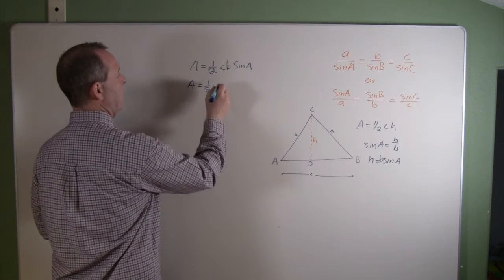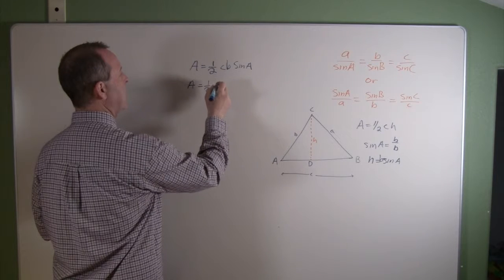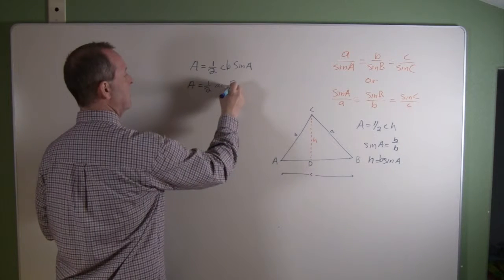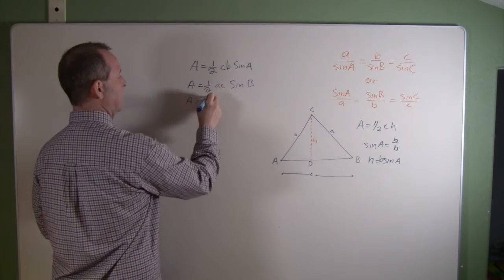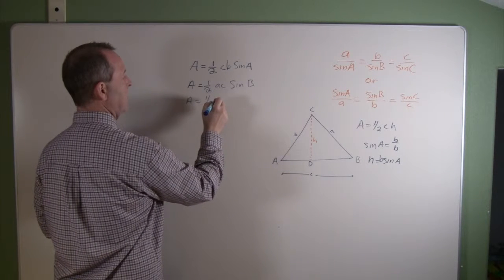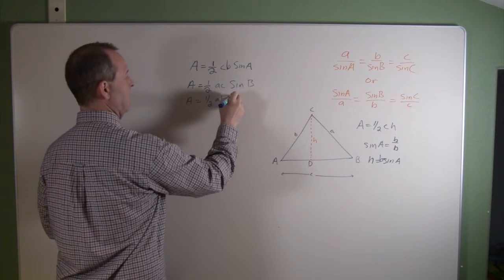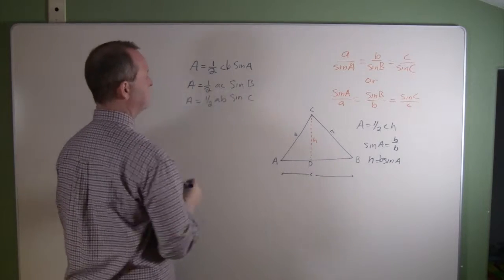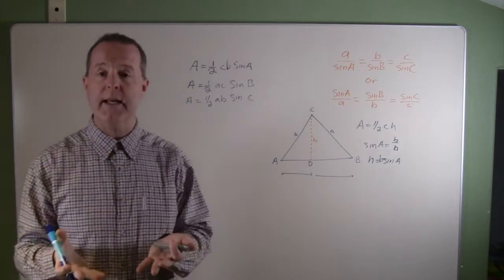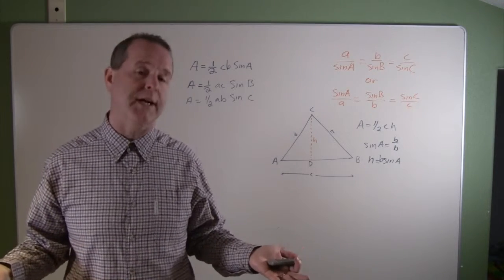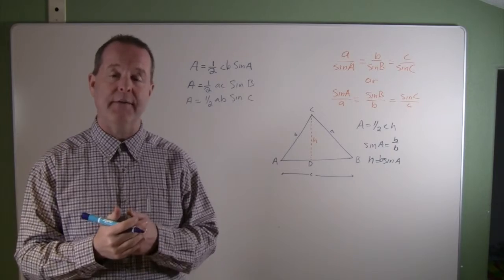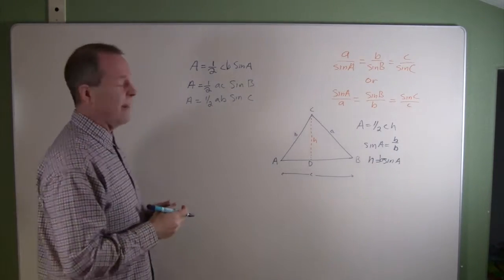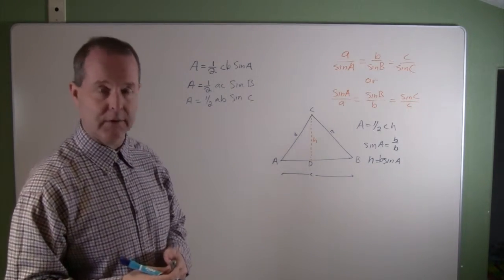A equals 1/2. I've already used C and B. So A and C sine B. And the area equals 1/2 AB sine C. And so those are the three opportunities or the three equations that I can use if I wanted to find out the area of a triangle, depending on what information that I had available to me.